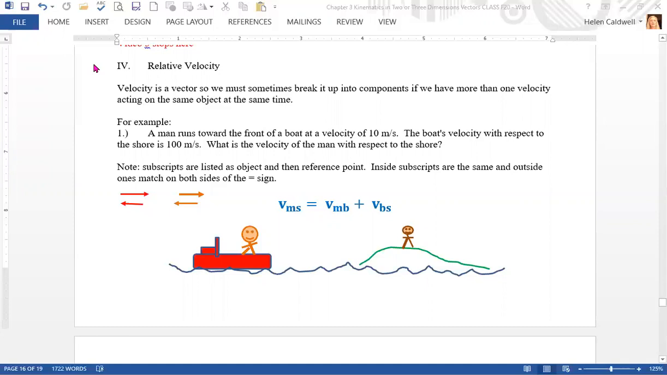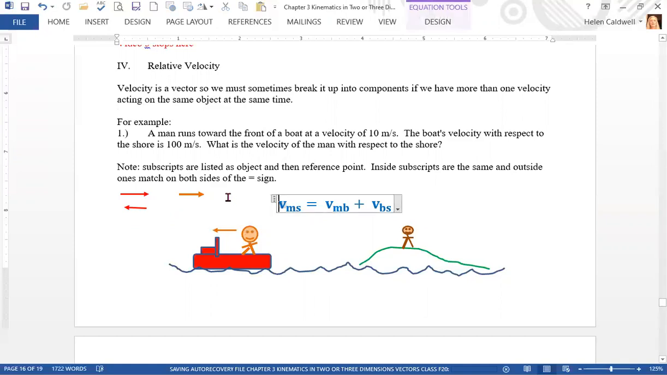So we have an example. We're going to have a man run towards the front of a boat at a velocity of 10 meters per second. So if I'm going to have the man run towards the front of the boat, let's come down here and move the man's velocity vector. The man is going to the front of the boat. This is the front of the boat. We've been to the island and now we're leaving. So he's moving to the front of the boat.